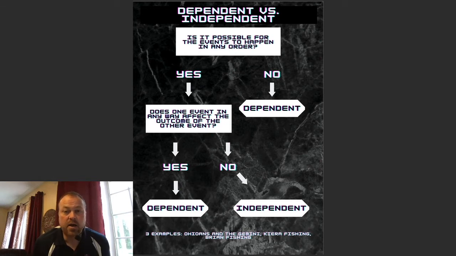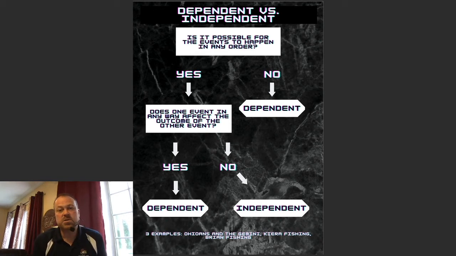If we're speaking of dependent versus independent in terms of probability, we've put together a flowchart to help us understand the difference between the two. And if you're ever having a difficult time determining if an event is dependent or independent, you can go back to this flowchart and check it out. So let's take a look at what it says. This is on our website for lesson 3.